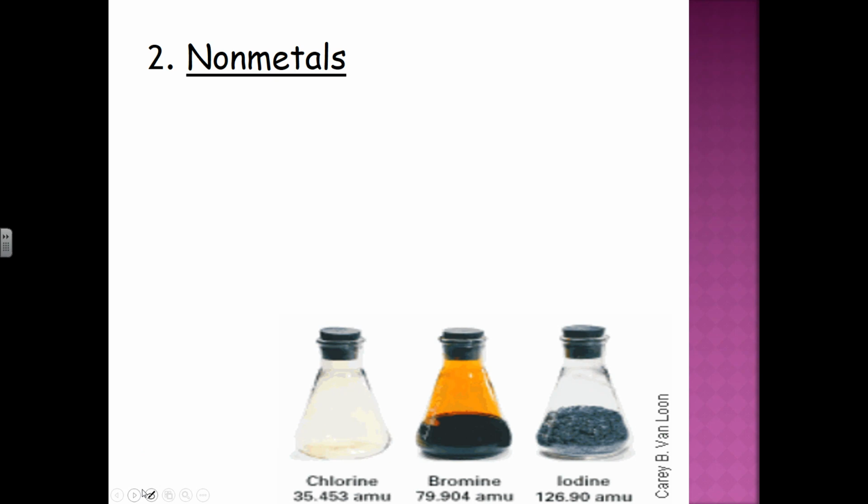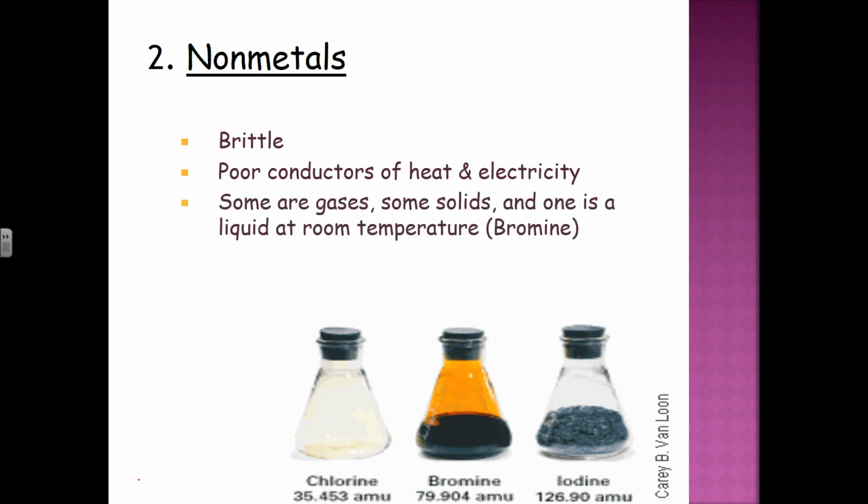The second class of elements are nonmetals. Nonmetals have exactly the opposite characteristics of metals. They are brittle. They are poor conductors of heat and electricity. Some of them are gases, some of them are solids, and one of them is a liquid at room temperature, and that happens to be bromine.